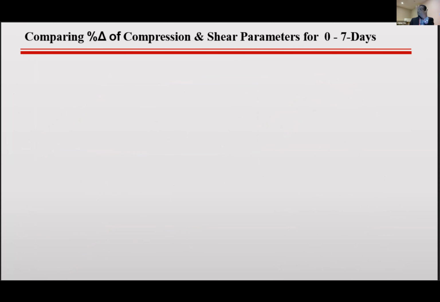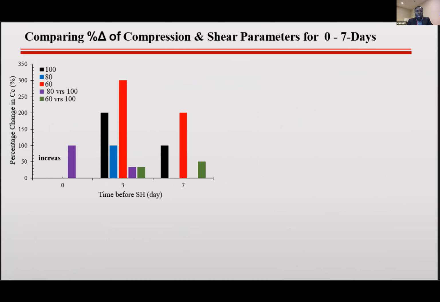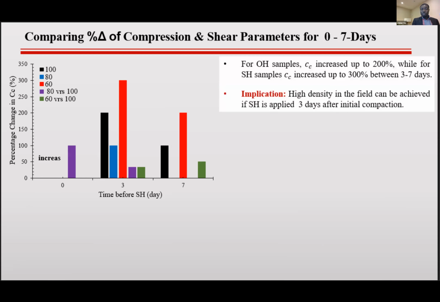So to be able to visualize the impact of the method that we studied, I calculated the percentage difference from day 1 and then compared it to the 3 days and 7 days. And we observe that the highest volume change occurs on the 3rd day if sequential hydration is applied. The implication is that in the field, if we supply sequential hydration on the 3rd day and then compact again, we'll be able to achieve higher density.